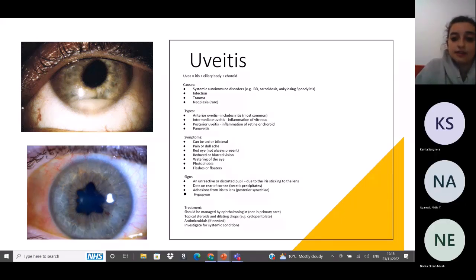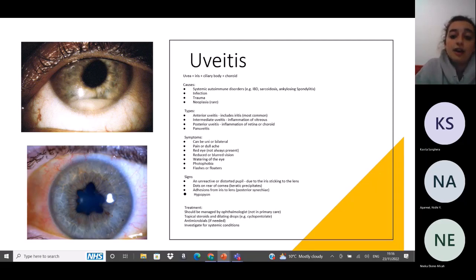So that's kind of a classic sign, very rare. My dad's an optician and he says he's literally never seen it, but that's one at med school they love talking to us about. And you can also get dots on the rear of the cornea, which are called keratic precipitates, and other adhesions from the iris to the lens, which are called posterior synechiae. I don't think they'd expect you to be able to spot that, but just worth knowing for theoretical reasons.